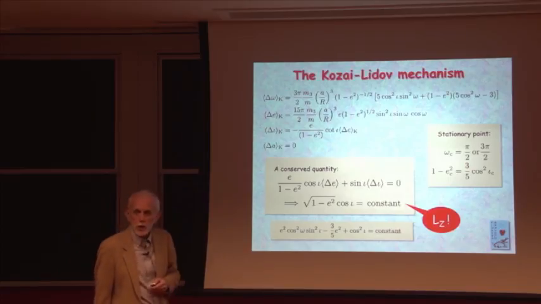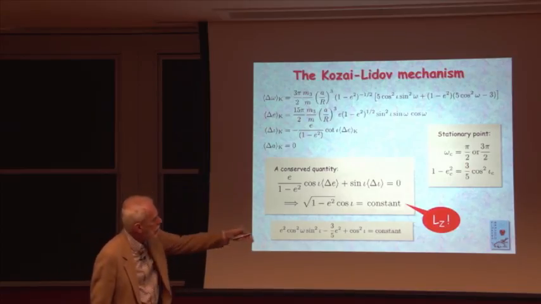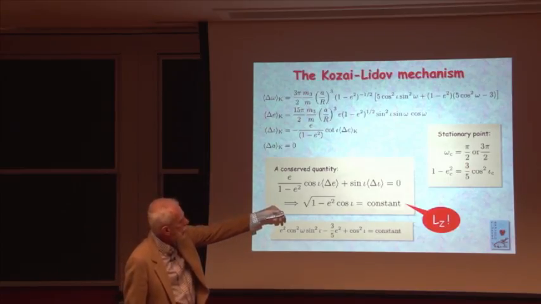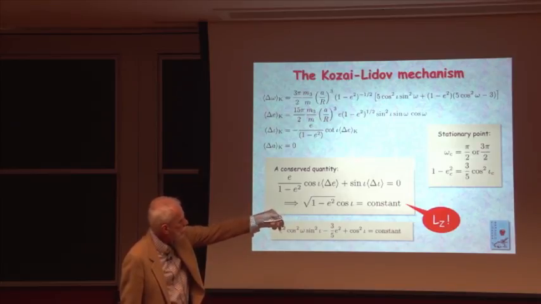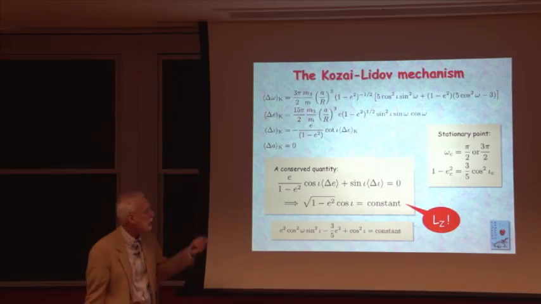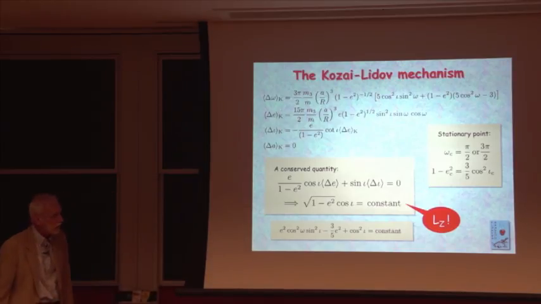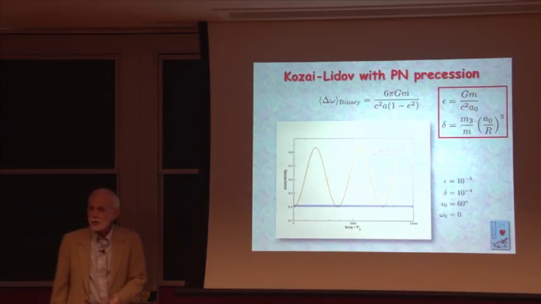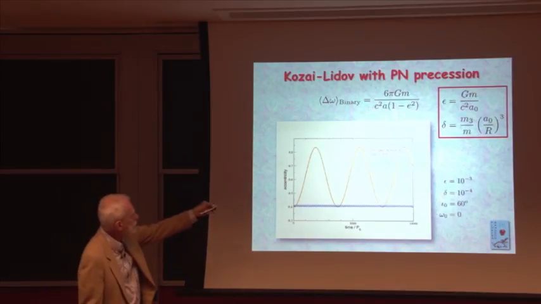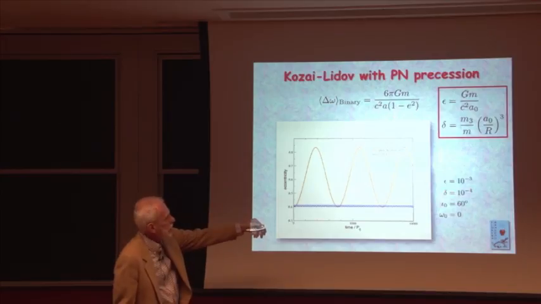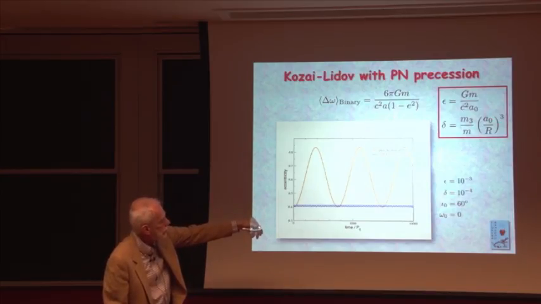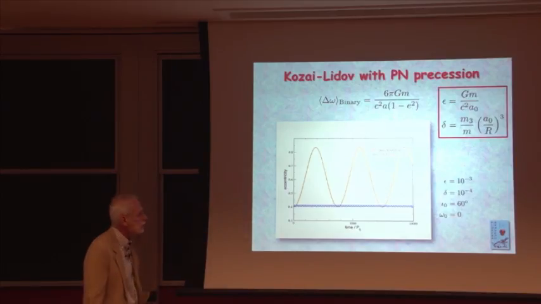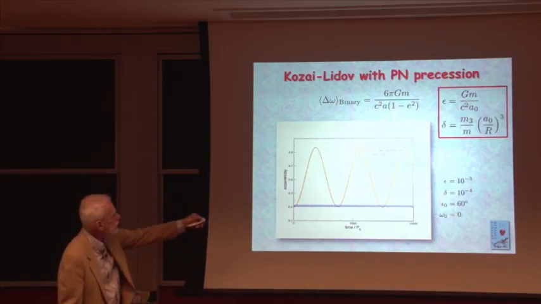But this generates these wide oscillations in eccentricity. And of course, there's the famous stationary point. If e and I satisfy this critical equation, and omega is either pi by 2 or 3 pi by 2, there's a stationary point of the equations. And so in pure Newtonian theory, you get these large swings of eccentricity. Here I've chosen delta equals 10 to the minus 4. That's the Kozai parameter, initial inclination of 60 degrees, and initial pericenter of 0. You get these large swings.